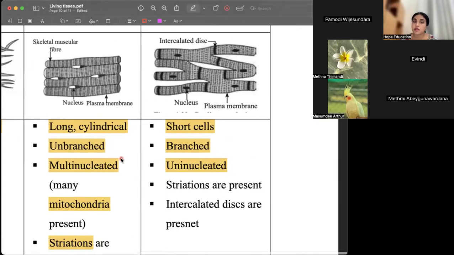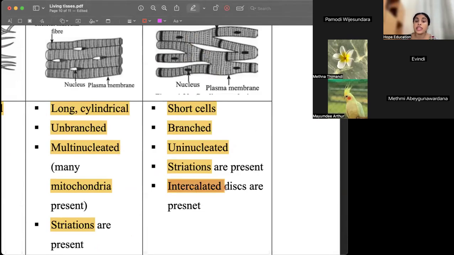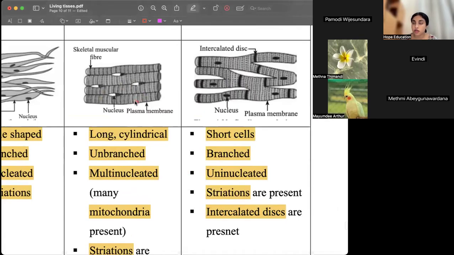Then this is also uninucleated. So just like smooth muscle tissue, cardiac muscle tissue is uninucleated. That means in one cell, or one fiber, there is only one nucleus. Okay? Striations are present, that you can see, these lines. There are striations. Also, kids, there is something called intercalated discs. Both skeletal muscle tissue and cardiac muscle tissue have striations, but intercalated discs you cannot find in skeletal muscle tissue. It's only found in cardiac muscle tissue.